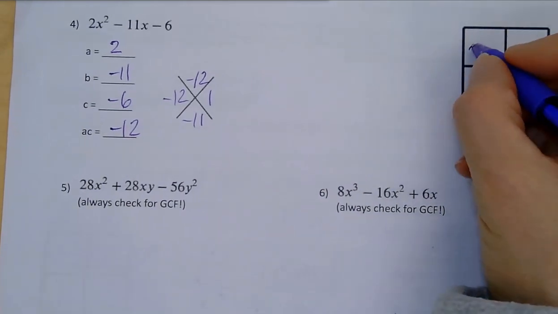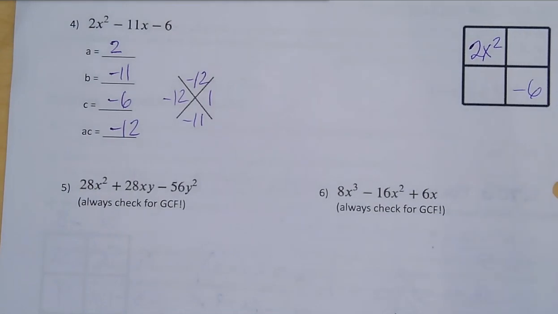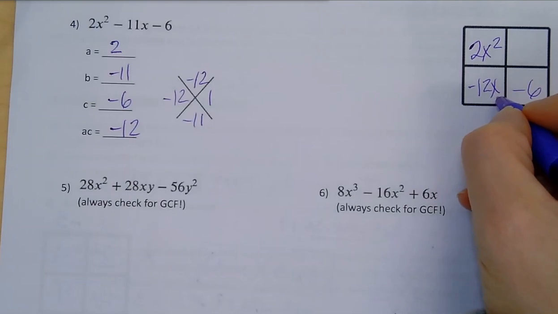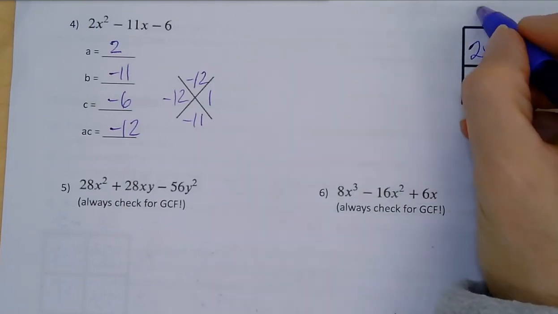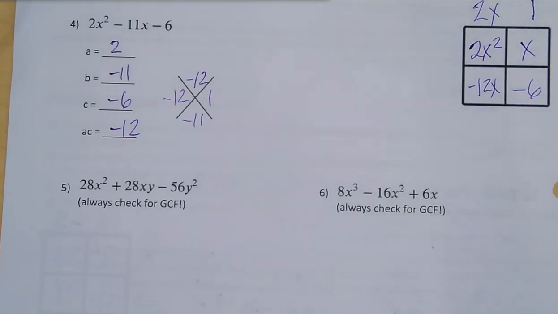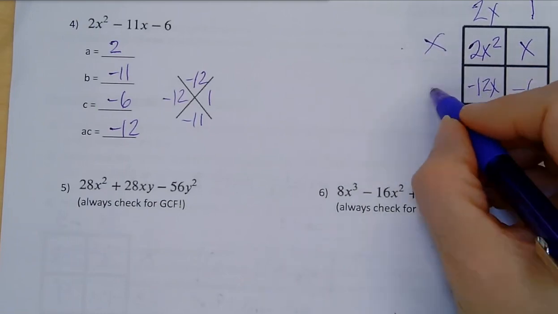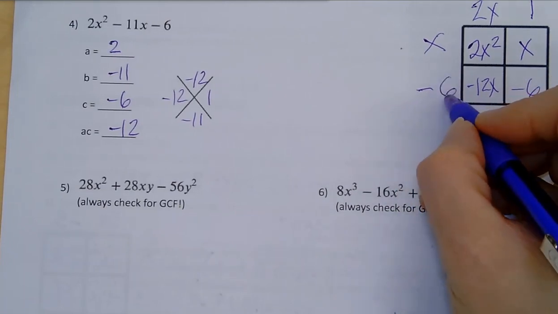Plunk this in my box, and I'm going to get 2x squared, and down here I'm going to put -6. One other corner is going to be -12x. Don't forget your variables. This guy's going to be x. So looking down from the top, I can pull 2x. Down from the top, all I get out of there is 1. Left to right, I can pull an x, and left to right, I have to have a negative, right, because my box is negative, so I'm going to take out -6.